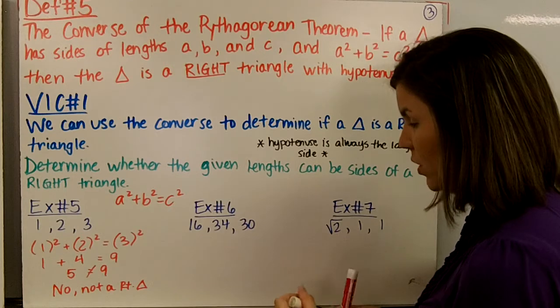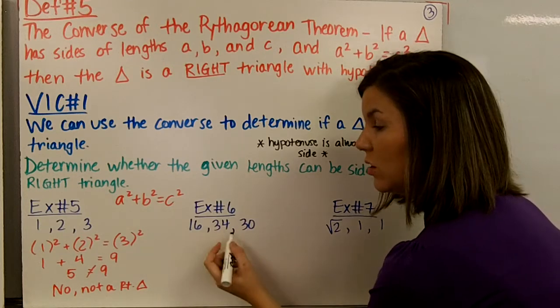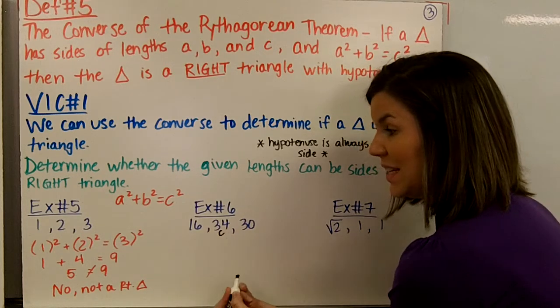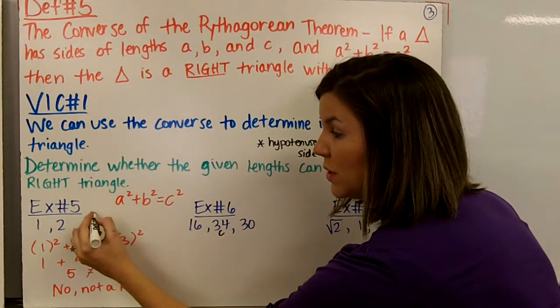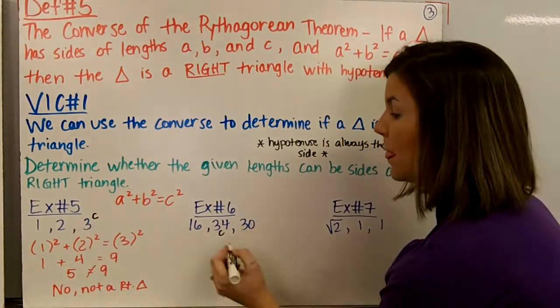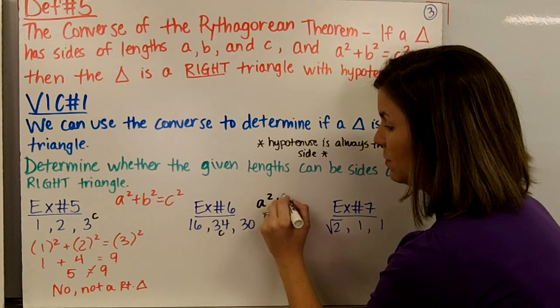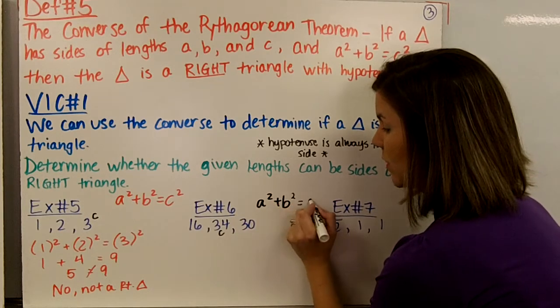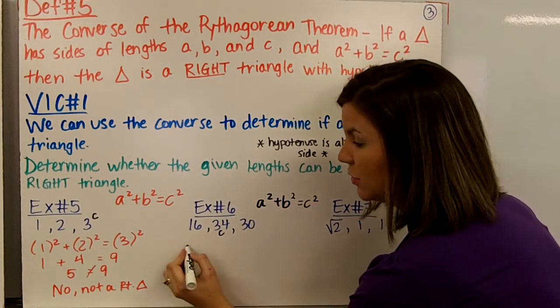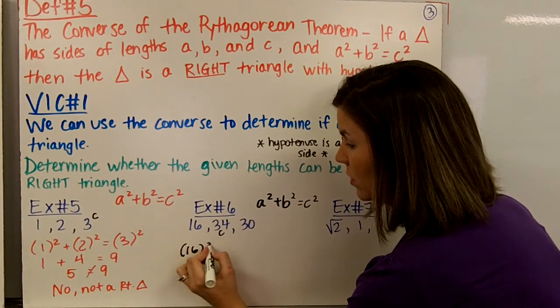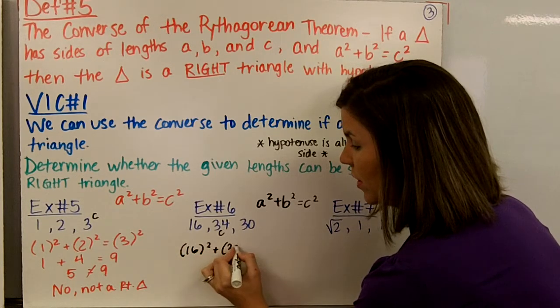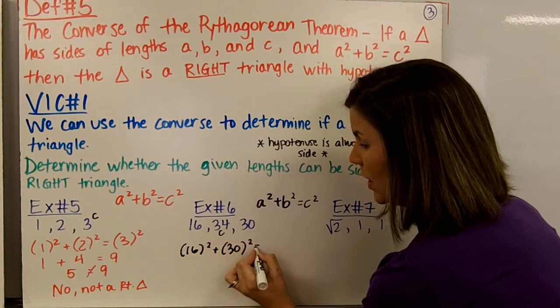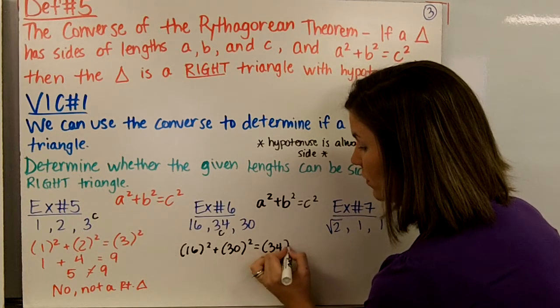16, 34, and 30. 34 is the longest side, so that's going to be my C. Just like here, 3 was the biggest, so 3 was C. Again, we're using A squared plus B squared equals C squared, and I'm going to substitute. 16 squared plus 30 squared equals 34 squared.